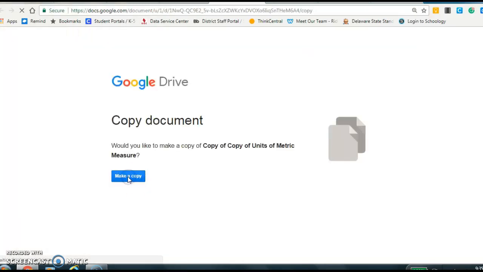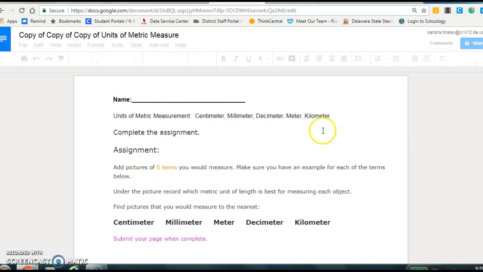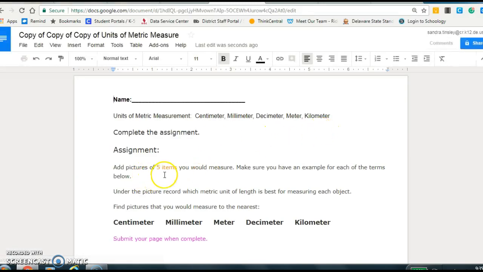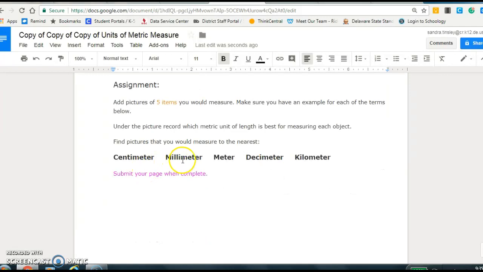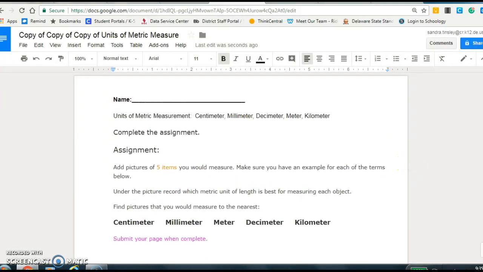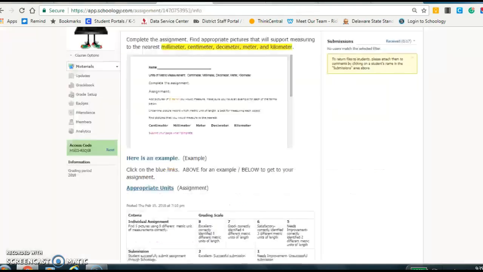They'll make a copy. They'll do just that. They'll add 5 pictures of 5 items you would measure, making sure to have an example for each of the term below. So they'll create a picture for centimeter, millimeter, meter, decimeter, and kilometer after viewing my example and after doing the work with their peers. Then they will share their independent activity.